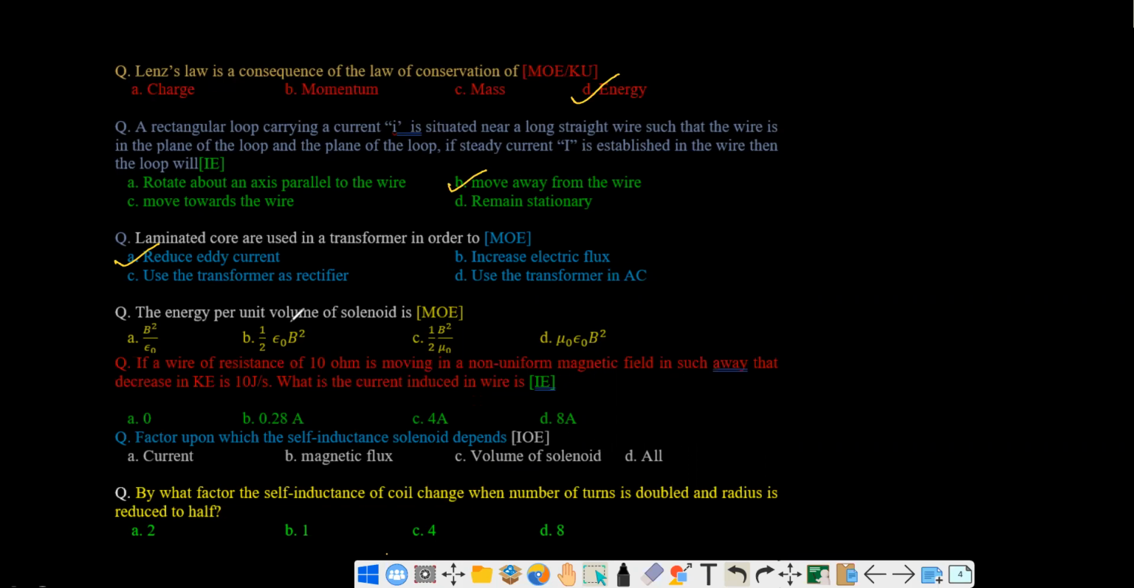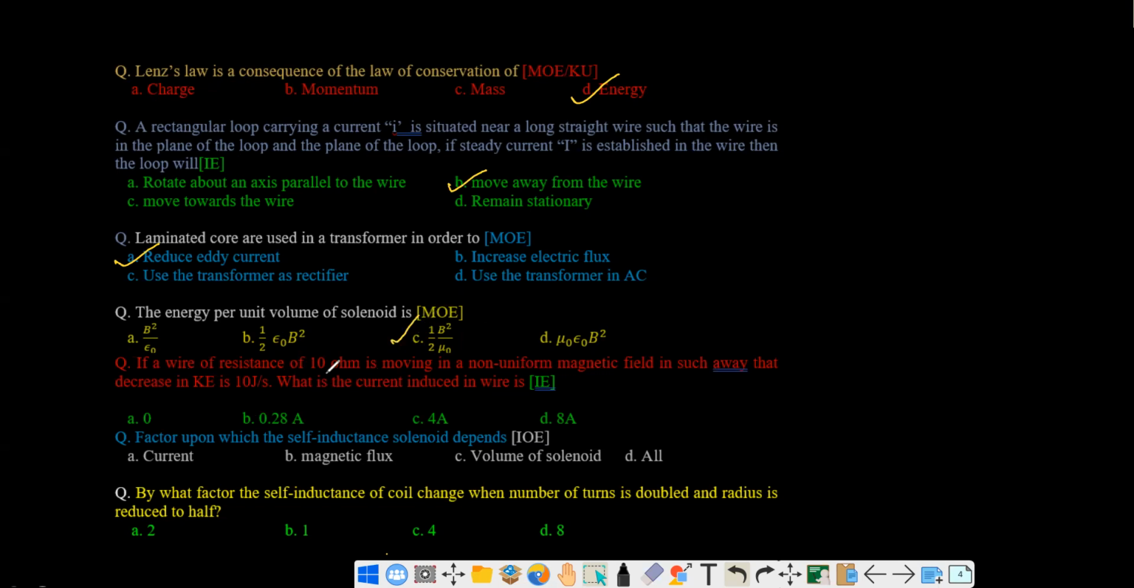The energy per unit volume of the solenoid. यो क्वेशन हेर्नुस् त, यो क्वेशन अघि मैले डिस्कसनमा राखेको थिएँ. यो MOE मा स्ट्रेट फरवर्ड क्वेशन सोधेको छ. So यहाँ इलेक्ट्रिक दिएको छ, सबैभन्दा बेस्ट आन्सर इज गोना बी direct C. Okay, C is the correct answer for this particular case.